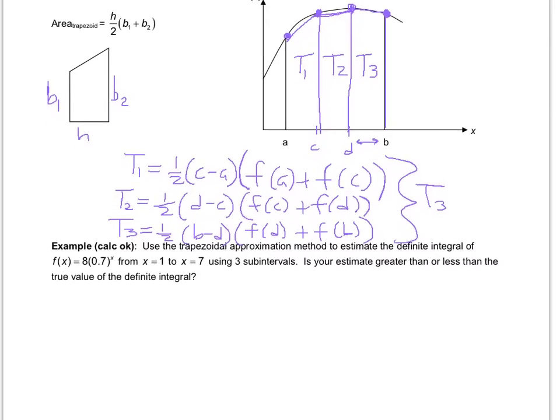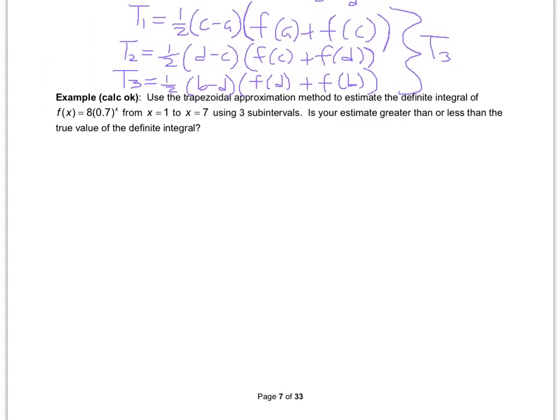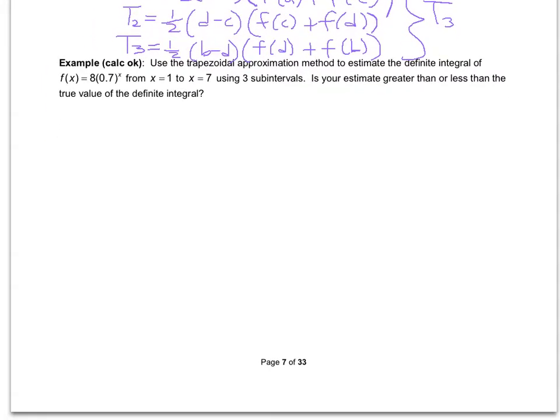Okay, let's go ahead and take a look at an example with some numbers now. Use a trapezoidal approximation method to estimate the definite integral. So again, we're pointing out that we're estimating a definite integral of f of x. Here's our function from x equals 1 to x equals 7, and we're using 3 subintervals, and we're going to talk about whether the estimate is greater than or less than the true value.